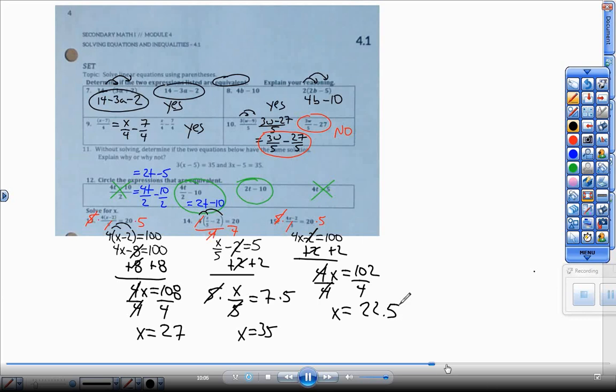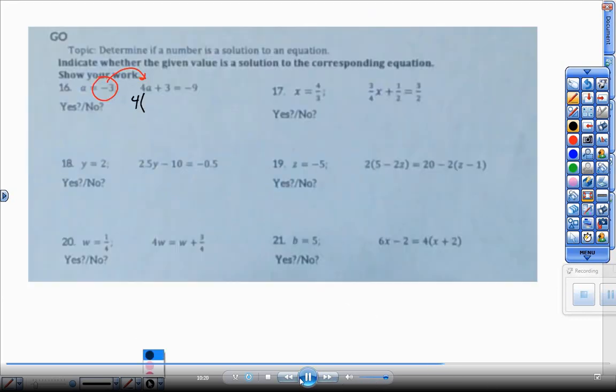All right, last page. These ones, they want you to take these numbers and plug it in and see if it gives me a solution to that equation, or two equal numbers. So for this one, where that a used to be, I'm going to plug in -3. I'm going to leave that 4 there. I'm going to leave that plus 3 there and equal -9. This gives me -12 plus 3, and that truly is -9 equals -9, a true statement.